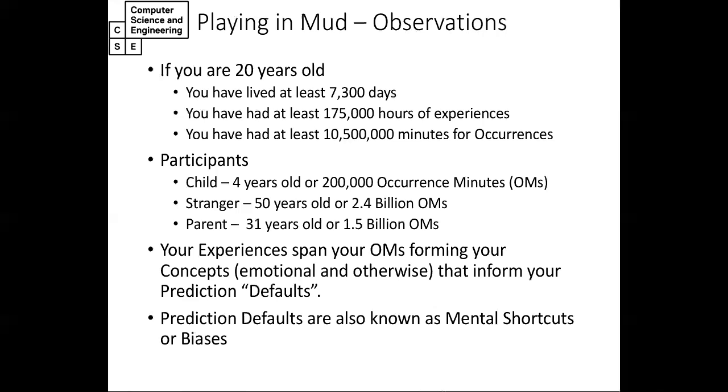Think about how that child is being shaped. Remember more than 1,000 different emotions. Experience and let them process them on their own. I'm just making this up. In my story, the child is 4 years old, so we have 200,000 minutes. The stranger is 50 years old, so 2.4 million minutes. My parent is 31 years old.